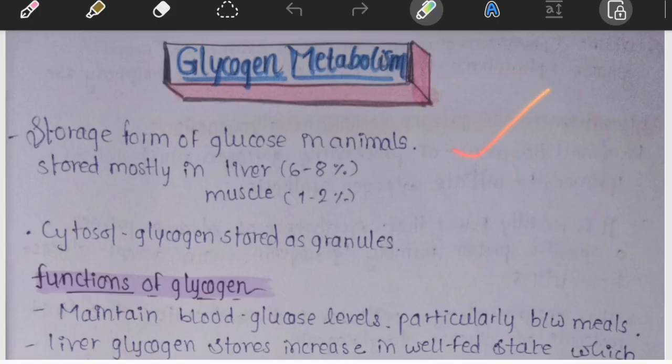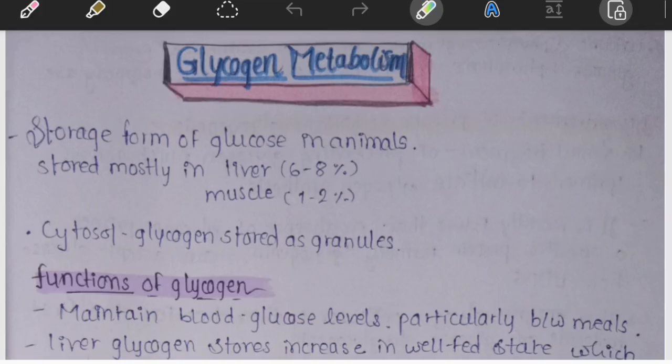Because this chapter connects multiple important topics, that is diabetes mellitus, hypoglycemia, liver physiology, muscle physiology, hormonal regulation, and glycogen storage diseases. And in your university exams, explain glycogenesis, differentiate liver and muscle glycogen, write the functions of the glycogen. These are some favorite exam questions. So don't memorize, let's understand.